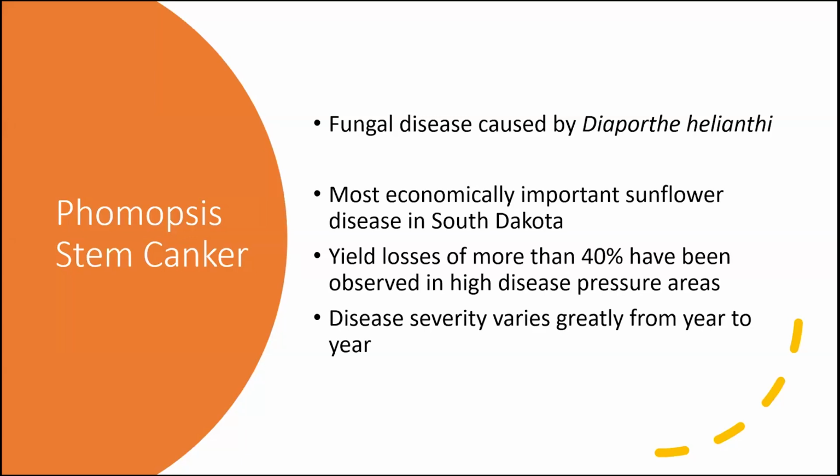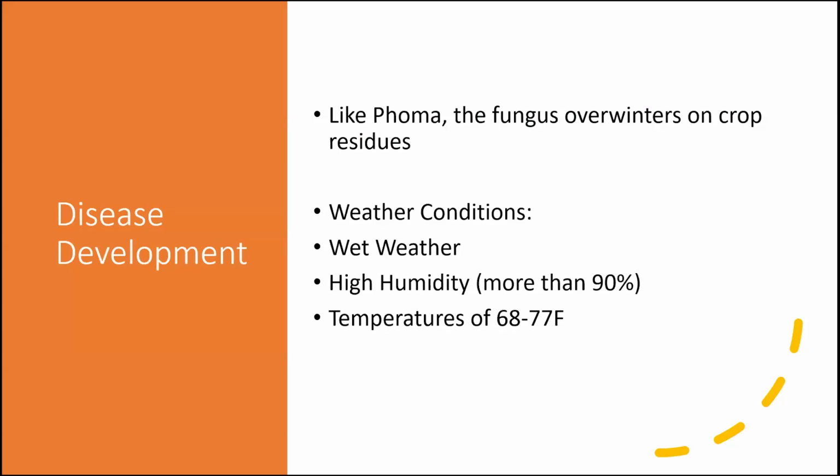However, it was noted in that same report that disease severity varies greatly from year to year and location to location. However, it is emphasized that it's important to know which disease you're dealing with, and knowing that you have Phomopsis so that you can take some management steps to try to lessen the impacts of this disease. Like Phoma, the Phomopsis fungus overwinters on crop residues. There are, again, weather conditions that encourage the growth of this disease. That's going to be wet weather, high humidity at 90% or more, and temperatures of 88 to 77 degrees Fahrenheit.